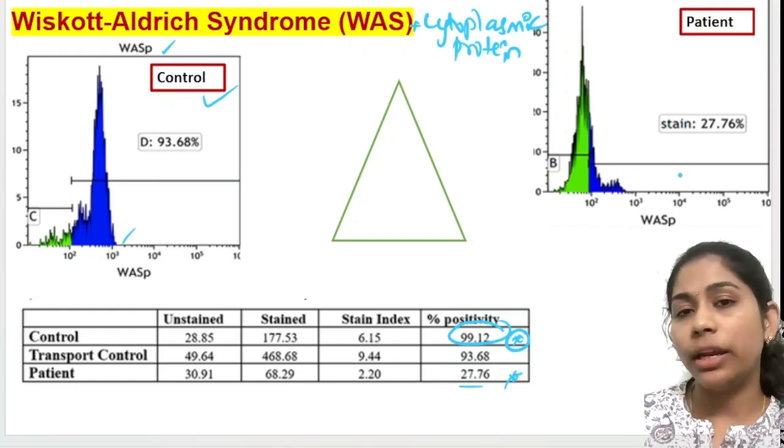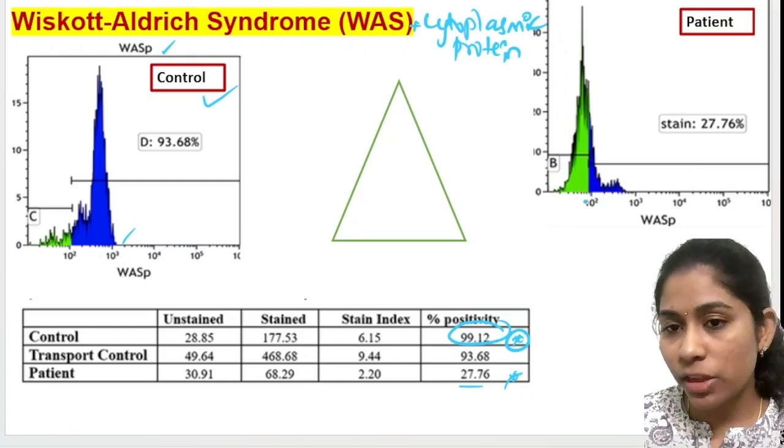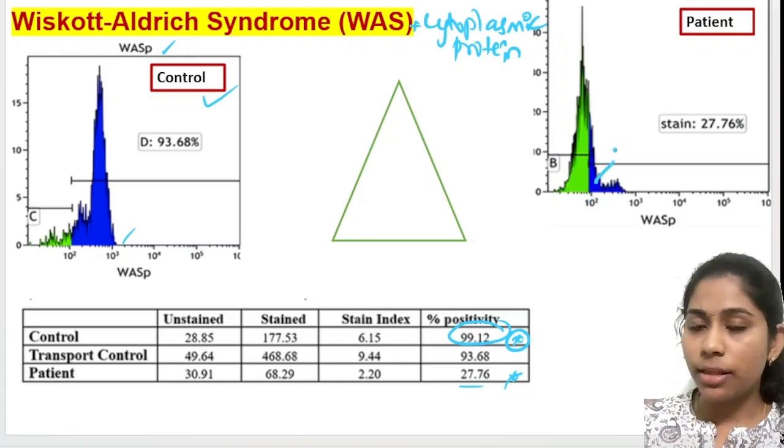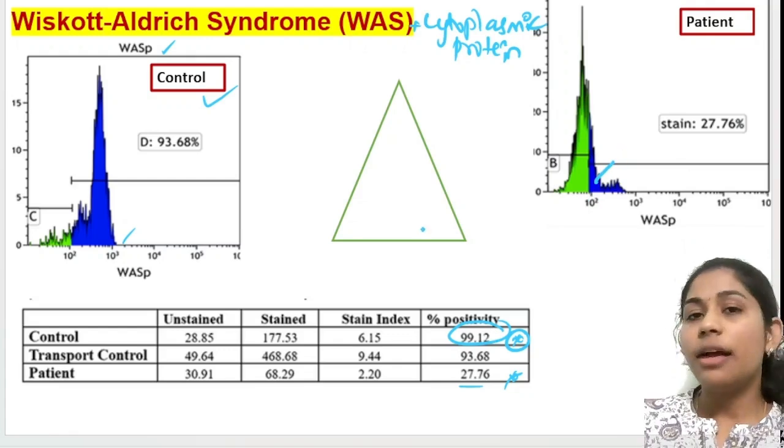That's why there is no uptake of the stain, and the fluorescence is also very less. Can you see very less fluorescence? This is the fluorescence one. The blue one is the fluorescence one. Less fluorescence has been there. Okay, so this is Wiskott-Aldrich syndrome.